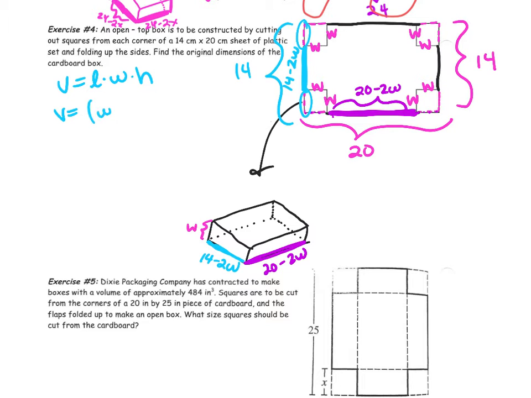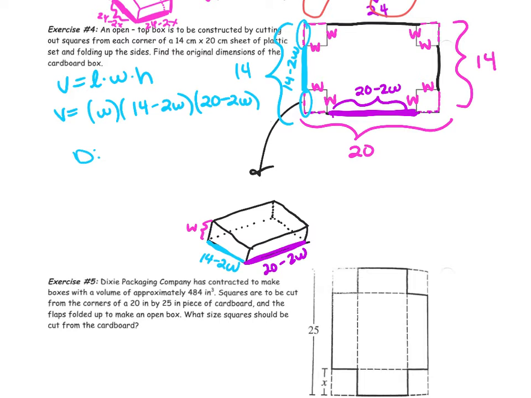I've got W times 14 minus 2W times 20 minus 2W. Notice I didn't simplify anything, all right? That actually makes it way more work for us. And again, you guys can graph this, see what the graph looks like, and come up with a domain. So we want to talk about what the domain would be.